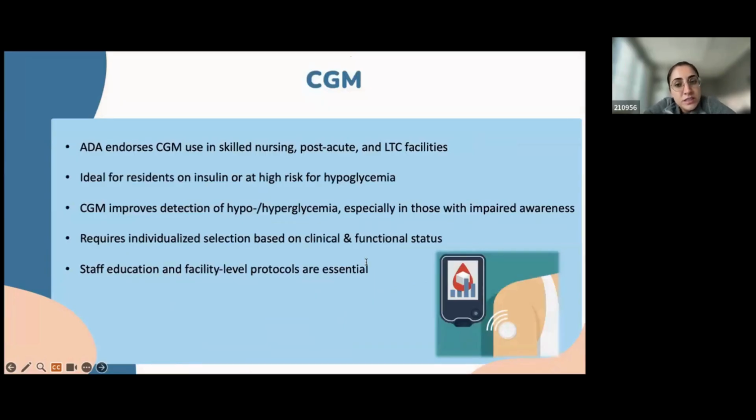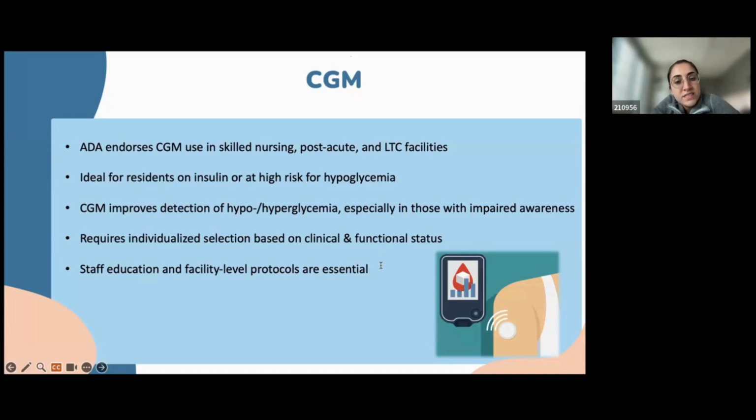So I wanted to take this opportunity to mention as well that CGM should not only be considered, but also encouraged in post-acute and long-term facilities. The American Diabetes Association now supports the use of CGM, and particularly for residents who are on insulin or patients who have a high risk of hypoglycemia. And this includes individuals with impaired hypoglycemic awareness or patients with cognitive decline who are unable to report symptoms of hypoglycemia. Importantly, the device selection needs to be personalized, accounting for each patient's clinical complexity and their functional capacity, as well as their ability to use technology or learn how to use it.